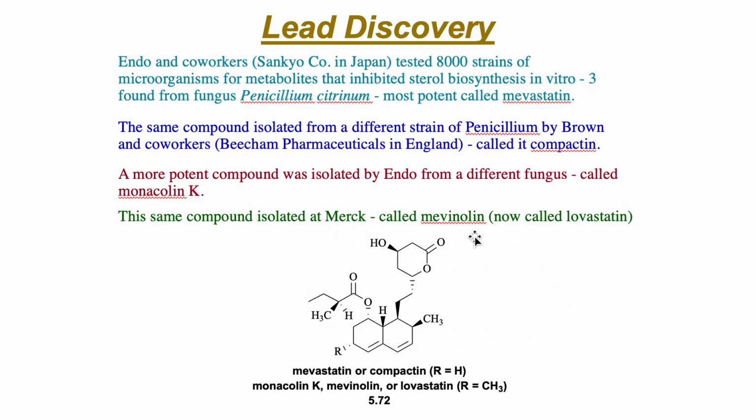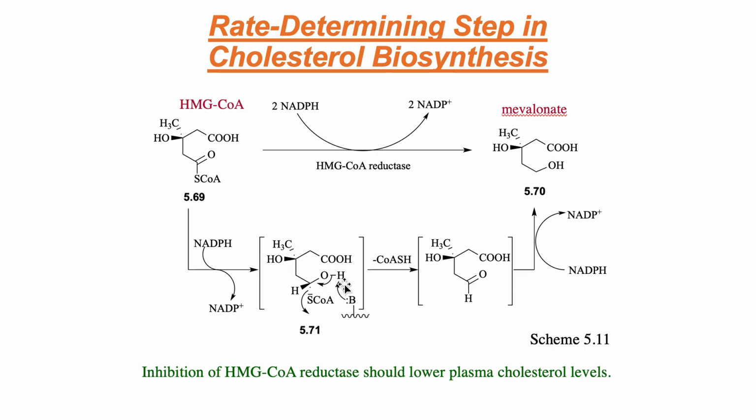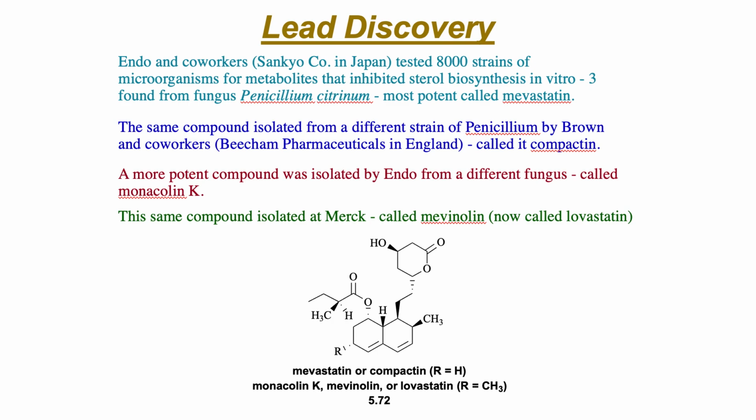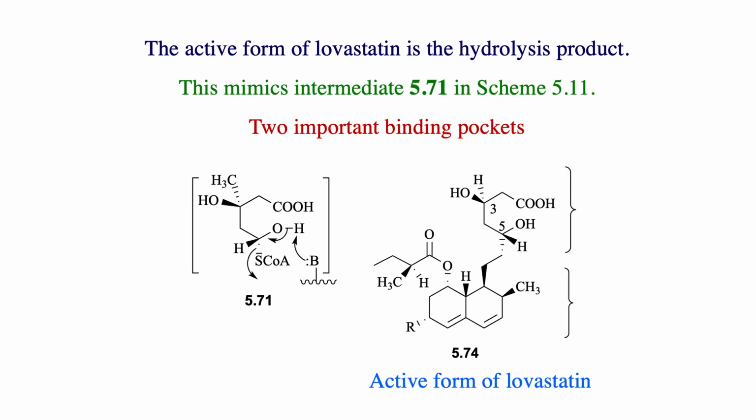And there is a natural product that they found from a fungus in this case. This is what's called lovastatin. It has groups that look similar to that transition state, so this transition state here. So it's a really potent inhibitor, so the Ki is really small. That's a good thing. And it mimics this intermediate by this structure.